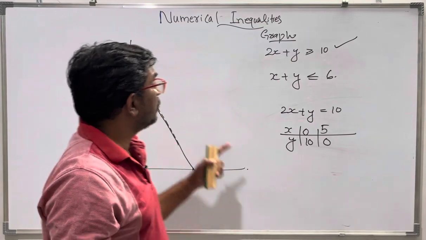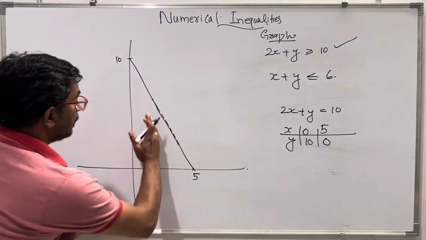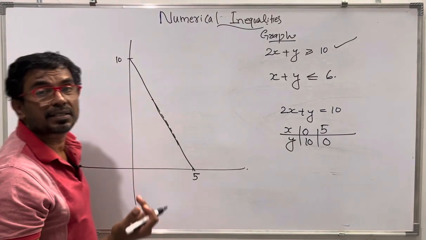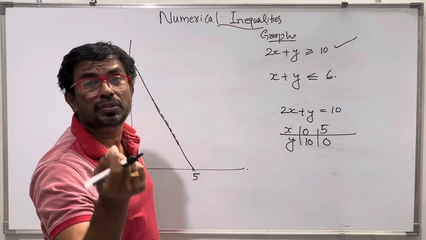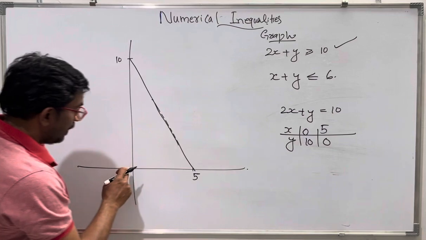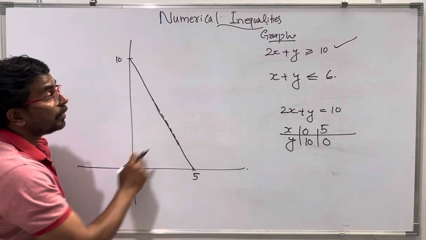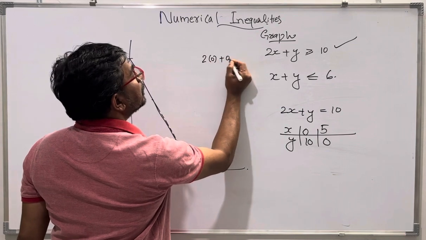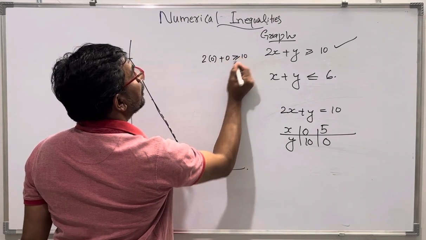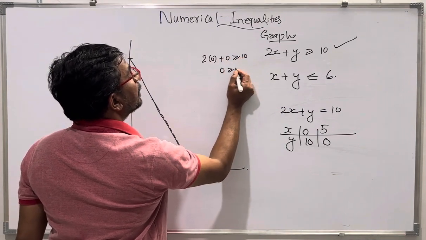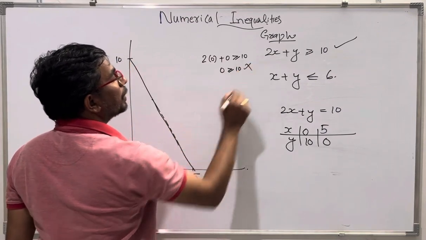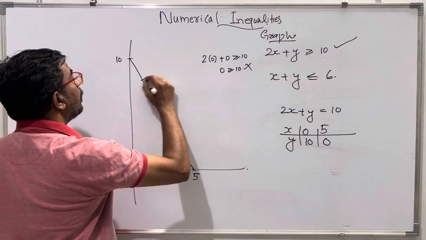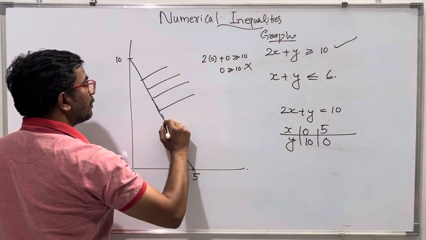Now here I need to know whether this side of the plane is the graph or that side. To understand that, you do a test. You choose any point, let me choose this point 0, 0, and substitute 0, 0 here. So 2 into 0 plus 0 greater than or equal to 10. That means you will get 0 greater than or equal to 10. This is not correct. So that means not this side, it is the opposite side. This side only the graph comes.